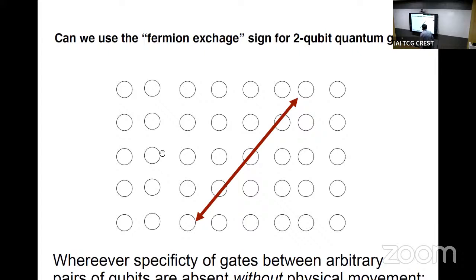Of course, fermions do not see each other except the fact that when they cross each other, they have to get this minus sign. Can we use that sign itself to do a quantum gate between distant qubits? Particularly, the architecture we will consider is many qubits like this. But we want a gate suddenly between the two qubits, say, connected with this red double arrow. How are we going to achieve this? They're very far, they are not naturally interacting.